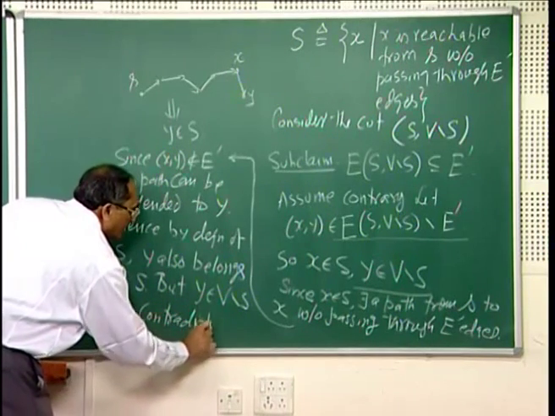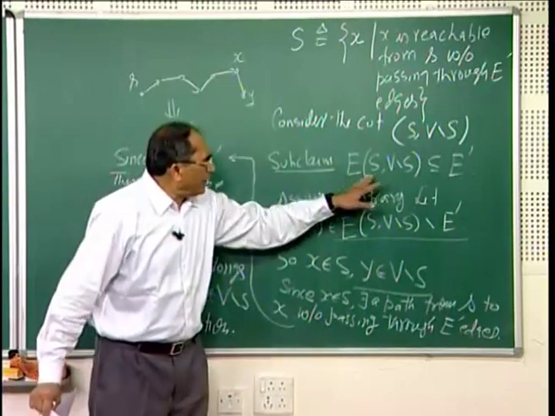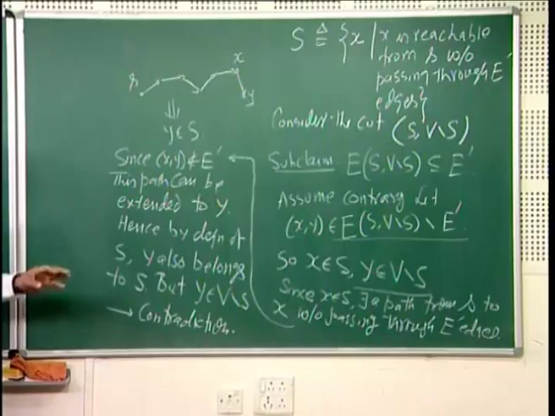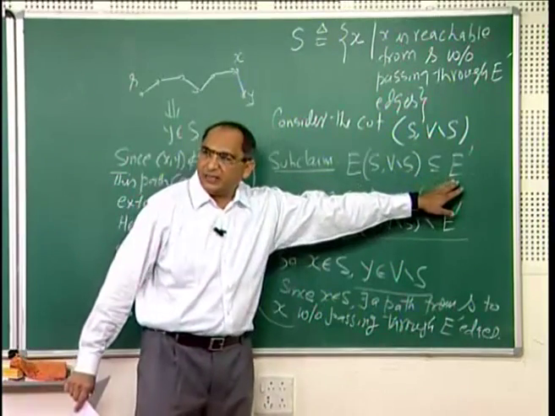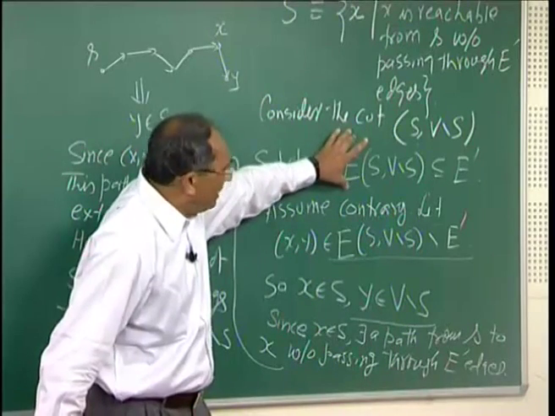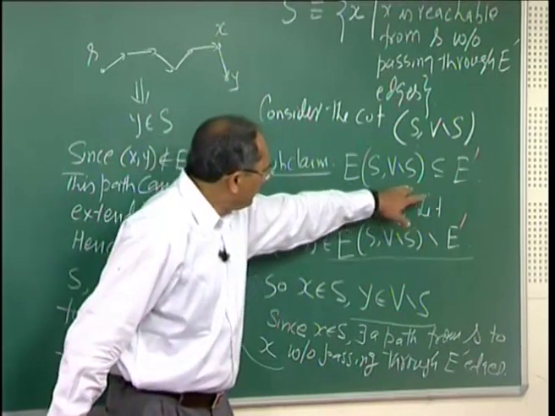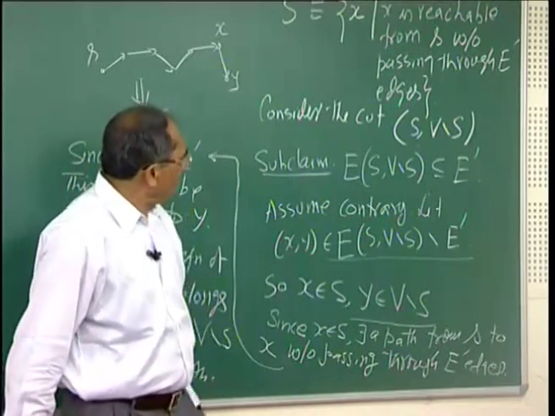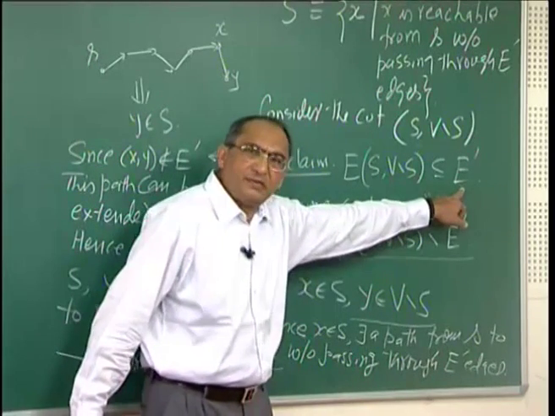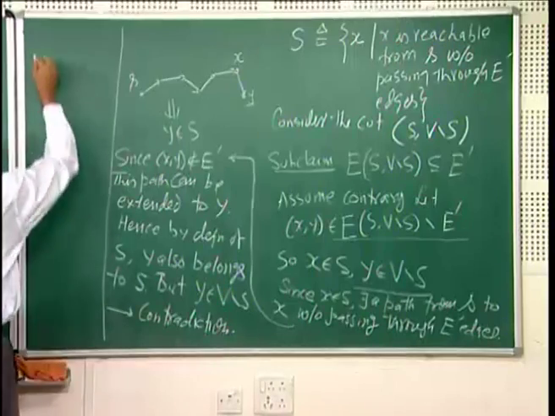So we have seen that every edge of the cut belongs to E prime. But there is another assumption, namely that E prime is a minimal set with this property. We have already shown that the edge set of every cut has this property, which means that property is satisfied by E as well. So, if E prime is strictly larger than this set, then this cannot be a minimal set with the property.